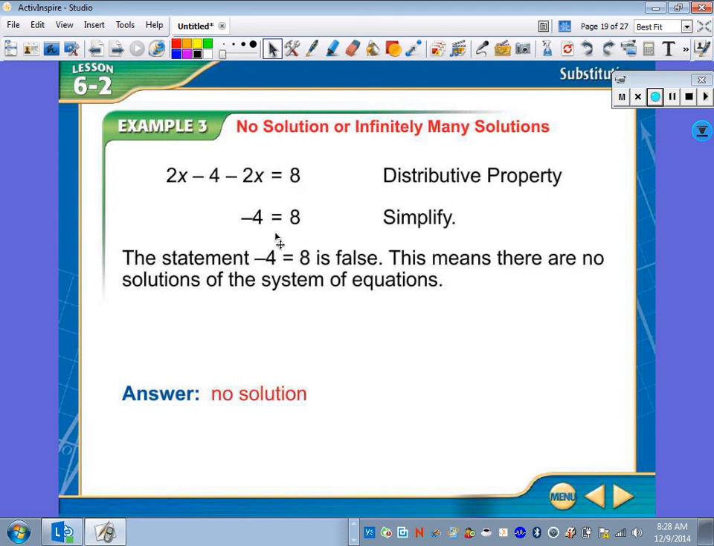A lot of you, when I'm noticing these, you keep working it even though there are no variables there. Guys, this is never going to be true. -4 can never be equal to 8. This is an example of a no solution problem. You can check this by plugging this into the graphing calculator, and you'll see that these are parallel lines.